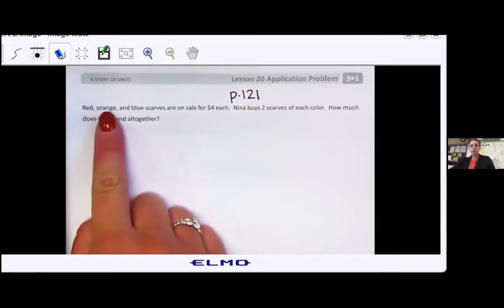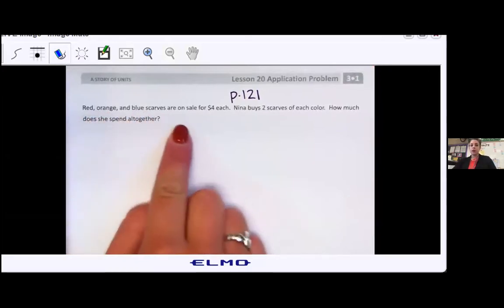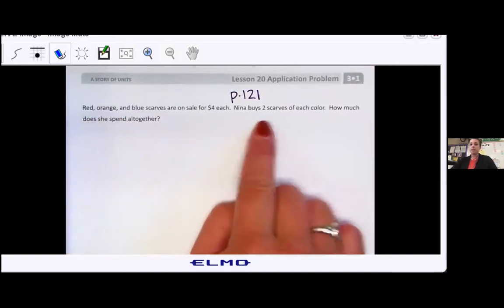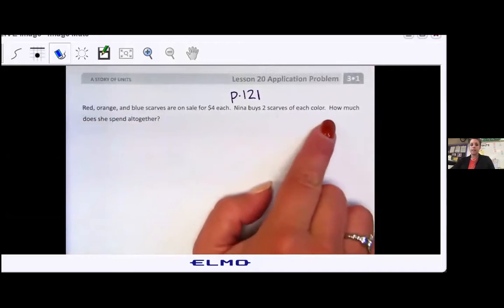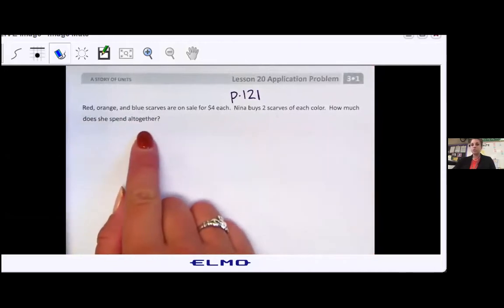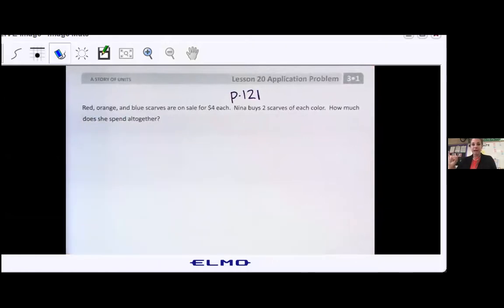Red, orange, and blue scarves are on sale for $4 each. Nina buys 2 scarves of each color. How much does she spend altogether? So this is a two-step word problem. First, we need to figure out how many scarves there are. Then we have to figure out how much money she spent. So it might be helpful if you use some crayons or markers to help you. Pause the video and I want you to try this on your own.